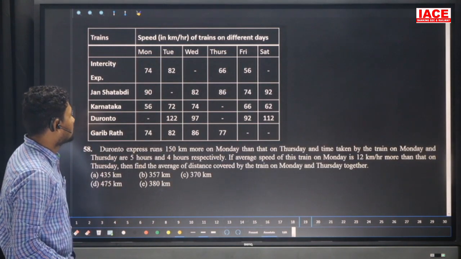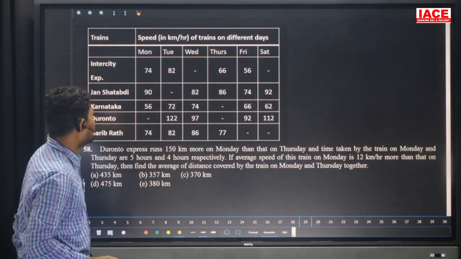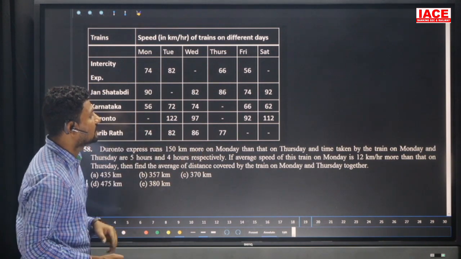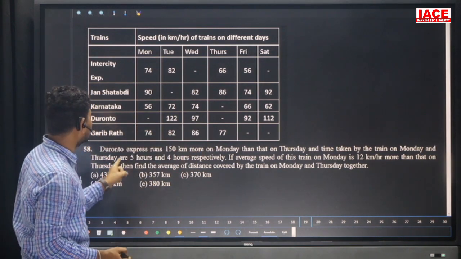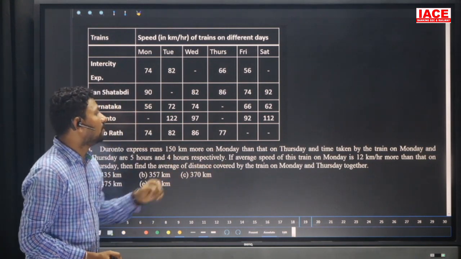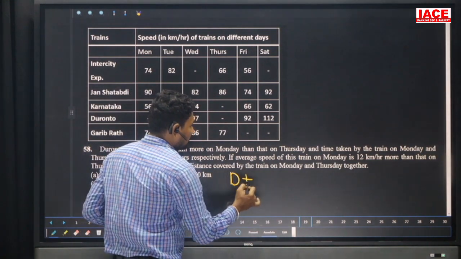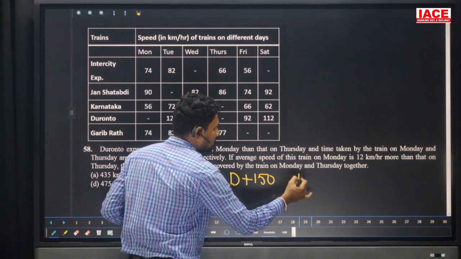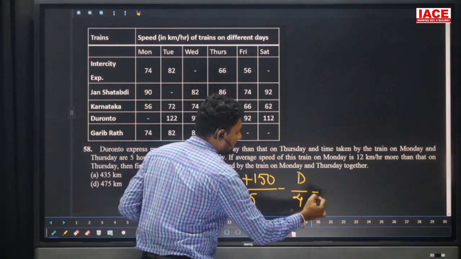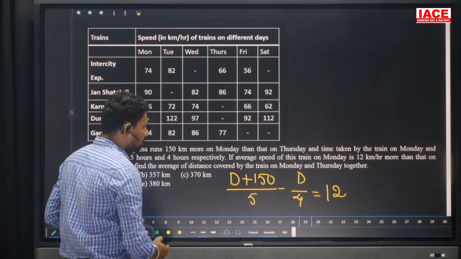Here, Duronto Express runs 150 kilometers more on Monday than on Thursday. So for Duronto Express, Monday and Thursday, how many kilometers extra? 150 kilometers. Time taken by the train on Monday and Thursday is 5 hours and 4 hours respectively. The average speed of this train on Monday is 12 kilometers per hour more than that on Thursday. Then how to write here? Total distance is D. D plus 150, and here the distance is D, and it is 5 hours, it is 4 hours. Distance by time, the difference of the speeds is equal to 12 kilometers per hour. This we are going to solve to find the answer.